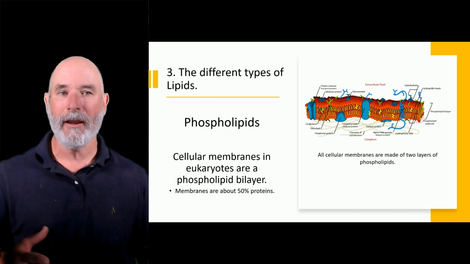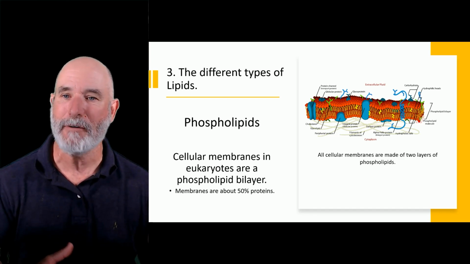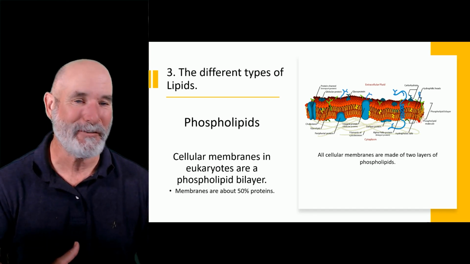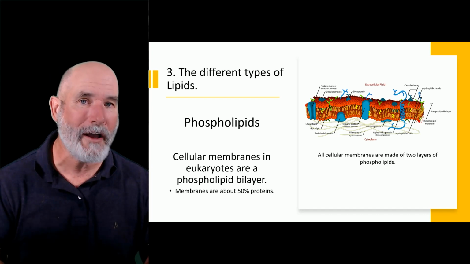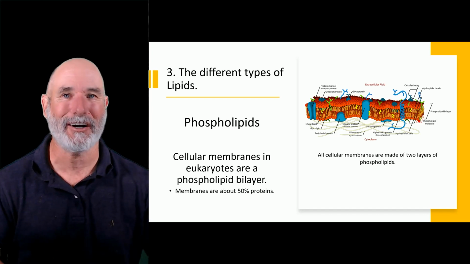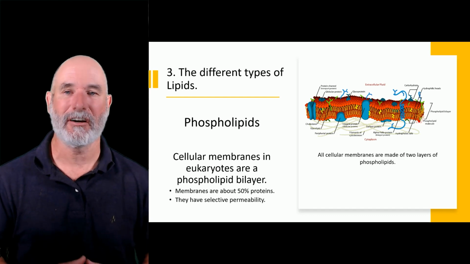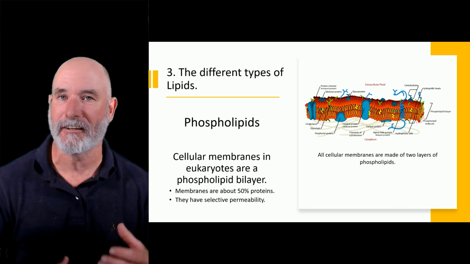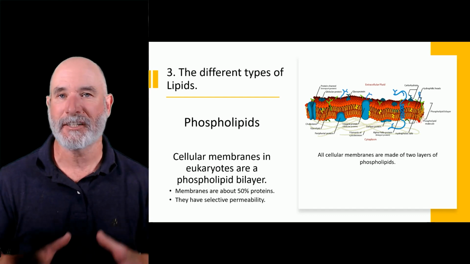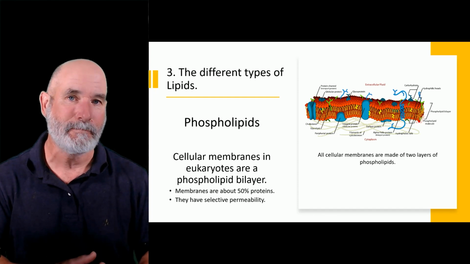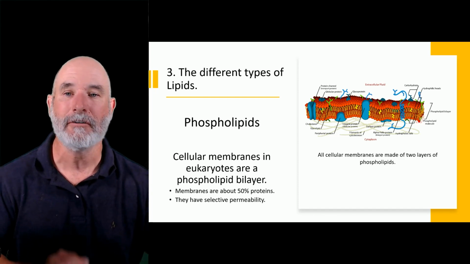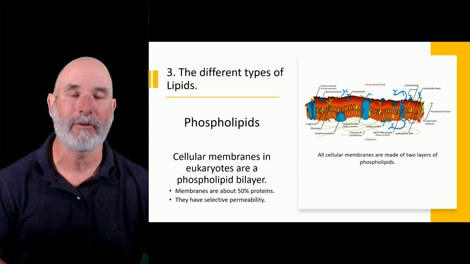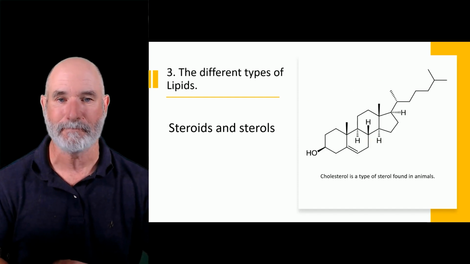And a cellular membrane is about 50% lipid, phospholipid to be specific, and about 50 or so percent proteins. They are actually incredibly complex structures. And they also have a feature called selective permeability because the interior is made up of fatty acids. It is hydrophobic and only certain things can pass through. And I will talk a lot about membrane permeability in another chapter.